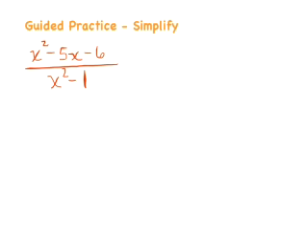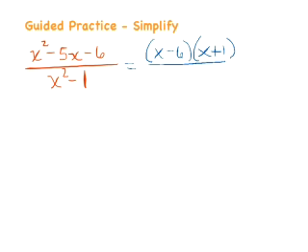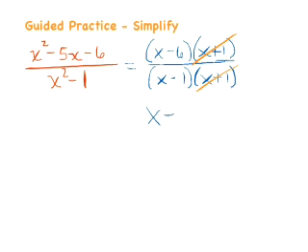All right, so here's what your answer should look like. You would want to factor your numerator first, and so that's going to be x minus 6 times x plus 1. Then you would factor your denominator, which will be an x minus 1 times x plus 1. And then you can cancel the x plus 1s that are common factors to end up with an answer of x minus 6 over x minus 1. Okay?